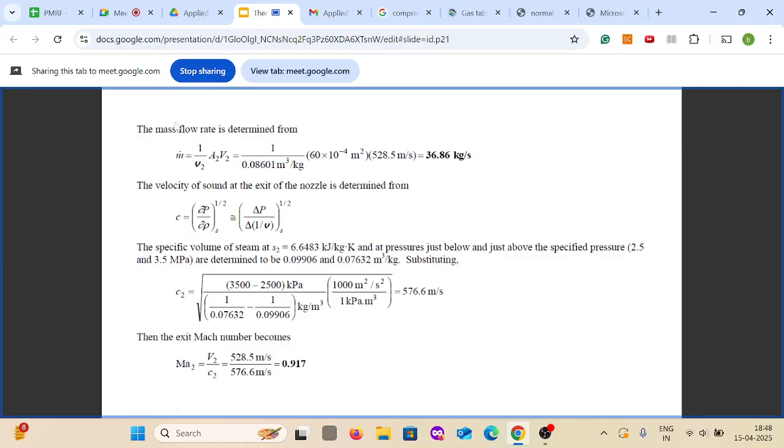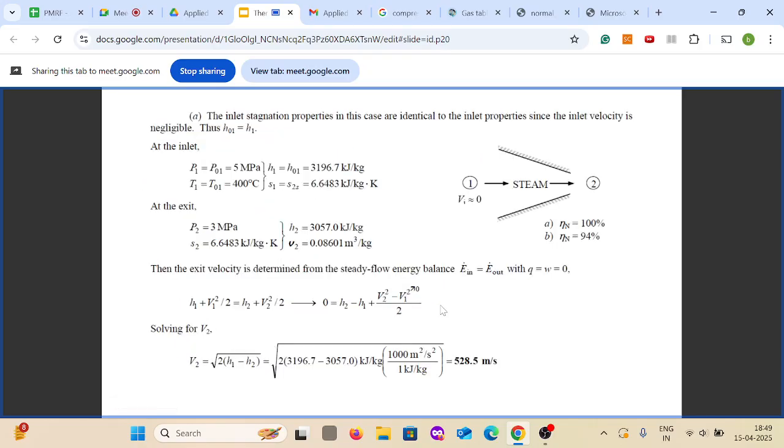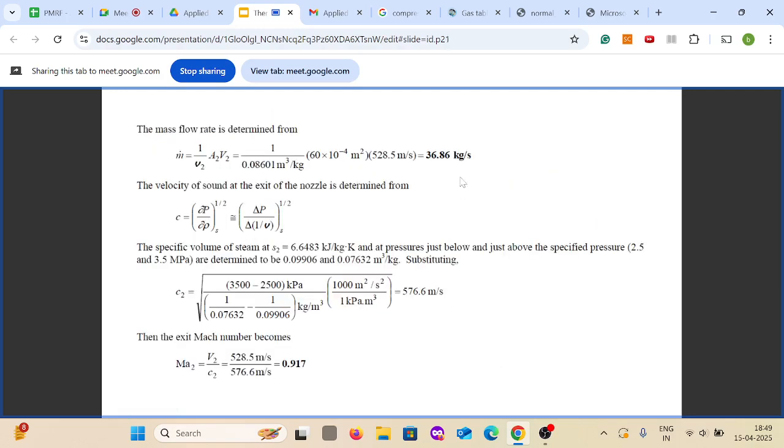So now we can find out the mass flow rate. Mass flow rate is rho AV or AV by specific volume. We know the exit area, which is given as 60 centimeter square, so 60 into 10 power minus 4, multiplied by the velocity which we have calculated, 528.5, divided by the specific volume, which is 0.08601 meter cube per kg. So it comes out to be 36.86 kg per second. That is the mass flow rate through the nozzle.